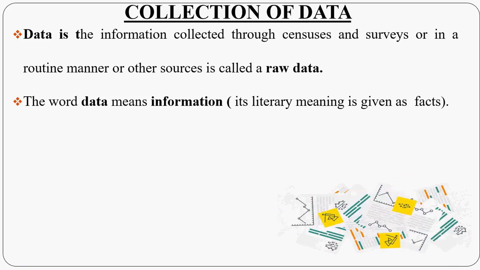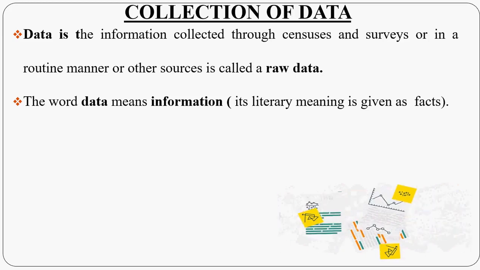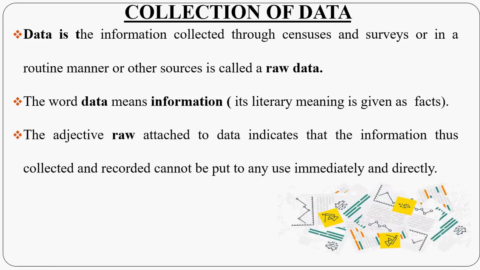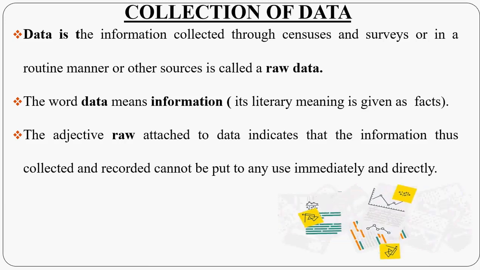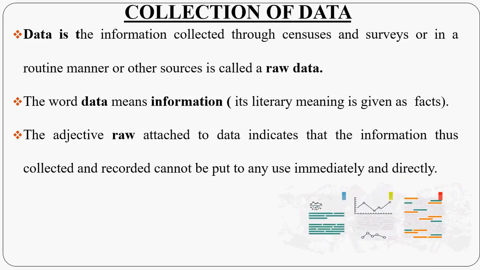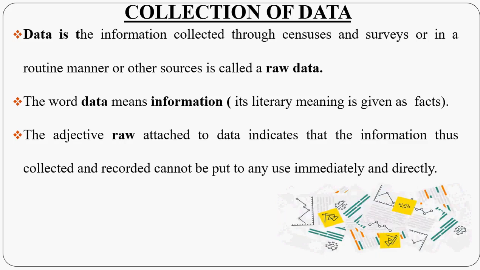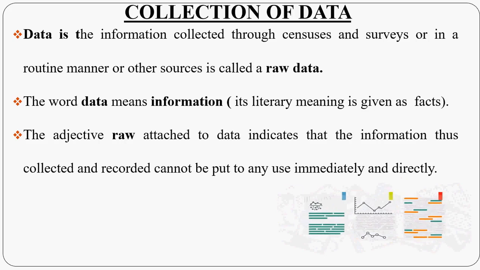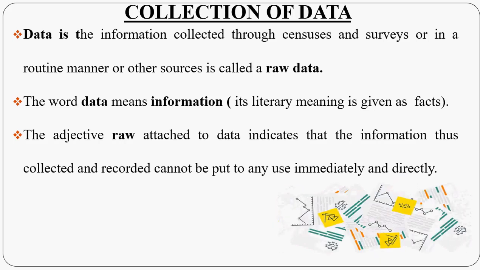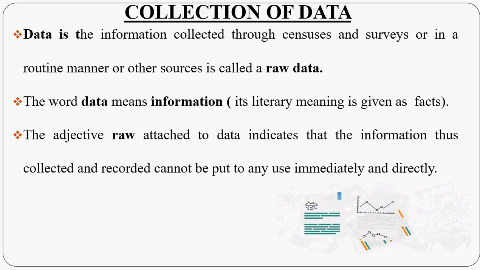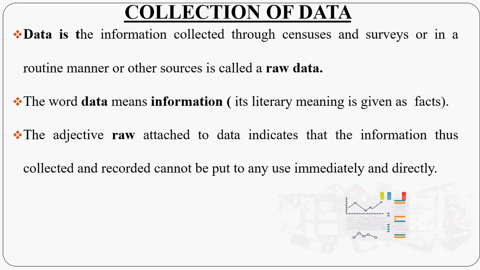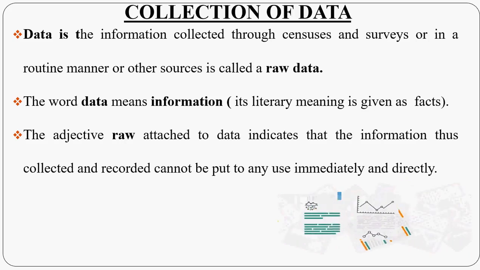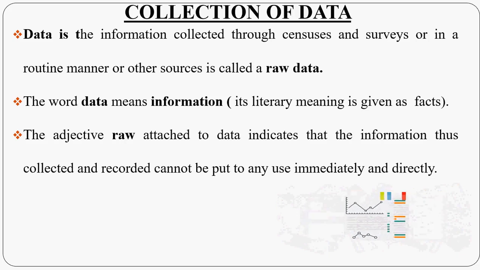The word data means information. Its literal meaning is facts. The adjective raw attached to data indicates that the information thus collected and recorded cannot be put to use immediately and directly. So, the raw material of statistics originates from the operation of counting, enumeration or measurement. For any statistical inquiry, the basic problem is to collect facts and figures relating to a particular phenomenon under study. So we need to understand that a statistician conducts the statistical inquiry and begins his work with counting or measuring the data. That is why we call it collection of data. I hope this is clear.